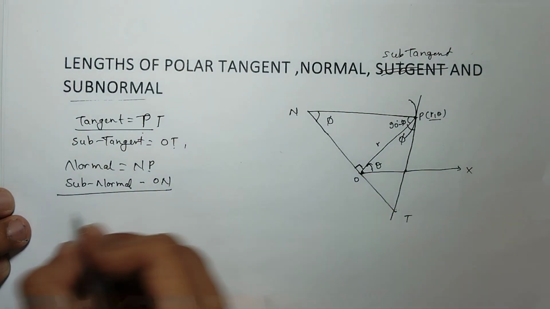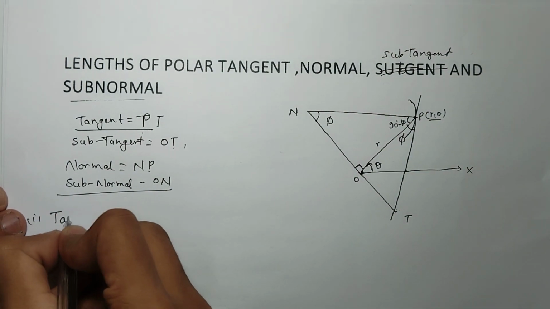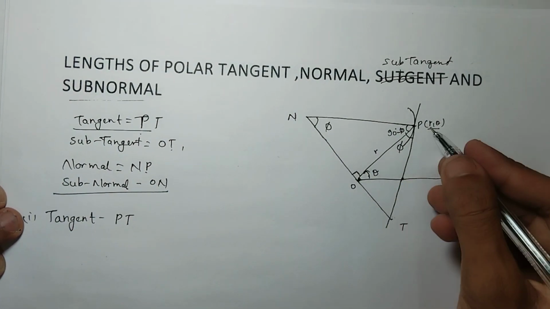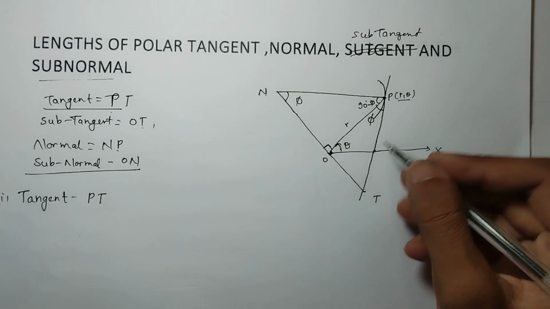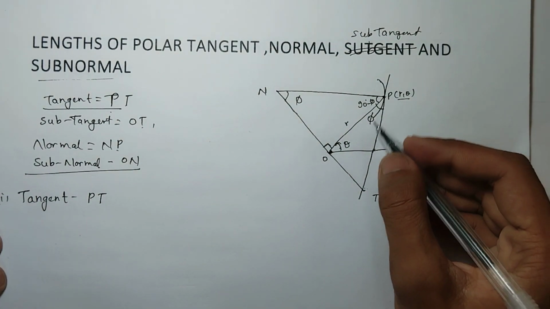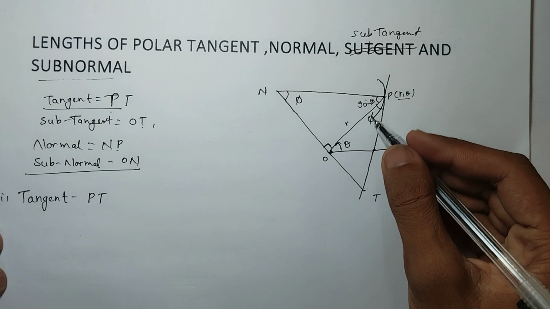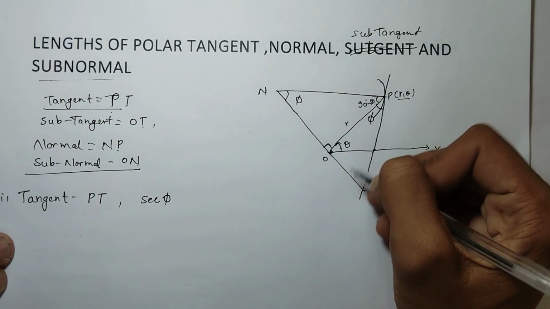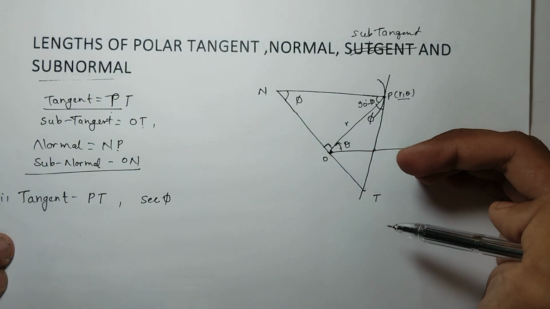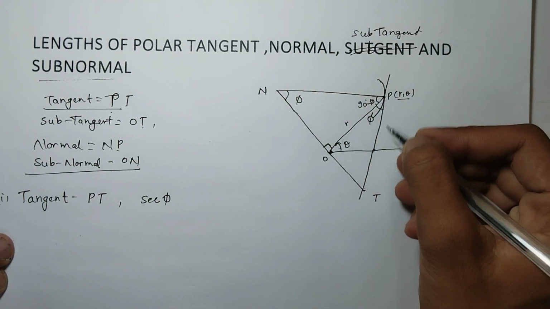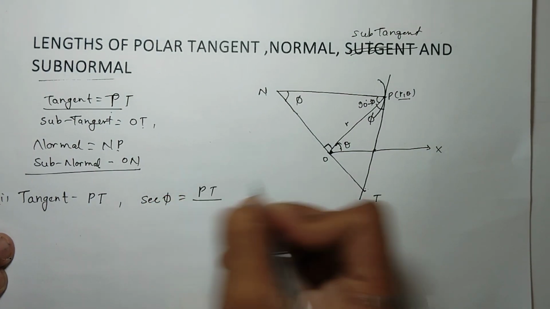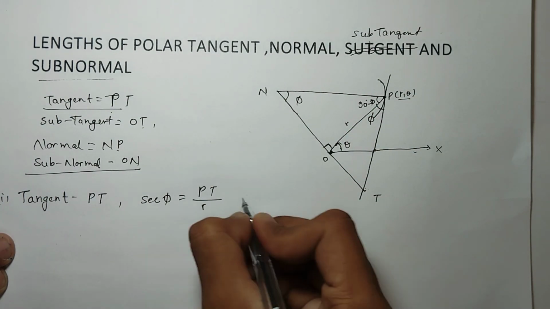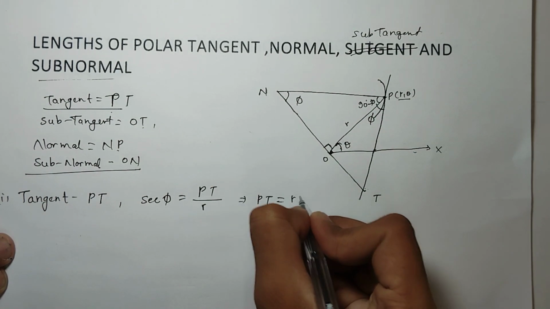First we see the length of tangent, that is PT. Now in the triangle OPT we can write sec phi equal to hypotenuse upon base. Okay, then what is hypotenuse? That is PT upon base, that is r or OP. Then we can write PT equal r sec phi.